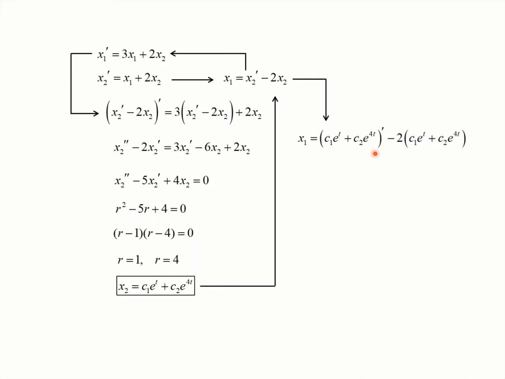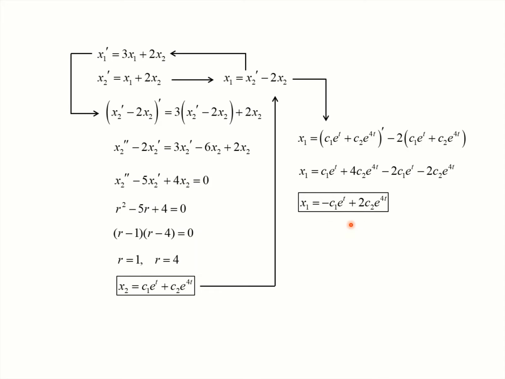So here is x2 prime, so I have to take the derivative of that, and then I have minus 2 times x2. Let's take the derivative of c1 e to the t. That's going to be c1 e to the t. And the derivative of c2 e to the 4t, there's a little chain rule there, it's going to be 4c2 e to the 4t. And then I'll distribute the negative 2 on the other part. I'm going to go ahead and combine like terms. I have a c1 e to the t and a negative 2c1 e to the t, which gives me a negative c1 e to the t, and I'll do the other part too. And I get this expression here.